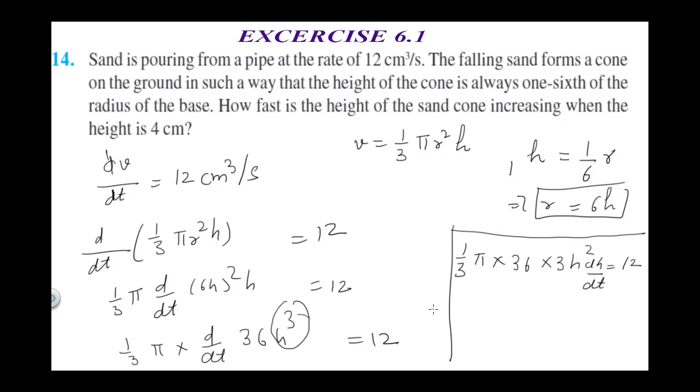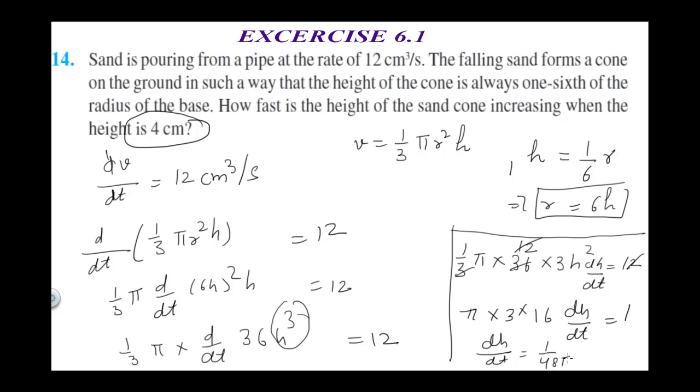Putting the value, we can cancel it like this. 12 and 12 will get cancelled. So we have pi into 3 into h square. Just see, value of h is given to us. It is 4 centimeter in the question, which will be 16 dh by dt equals 1. So from here dh by dt will be 1 upon 48 pi. Unit will be centimeter per second. Clear? This is how we are going to solve question number 14.